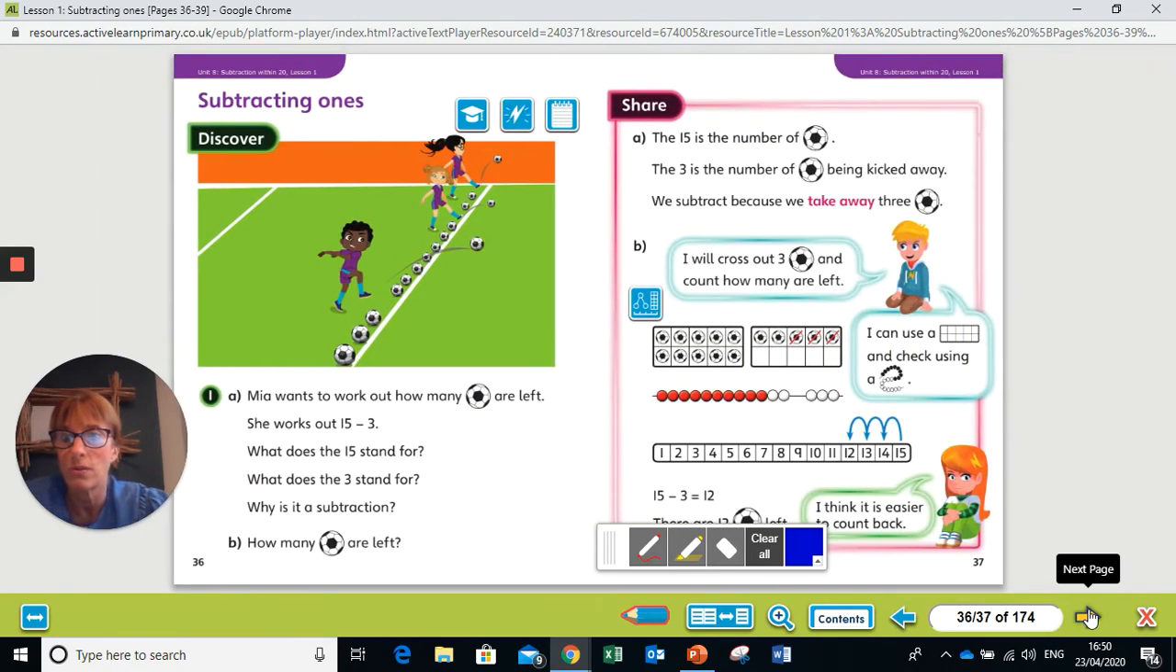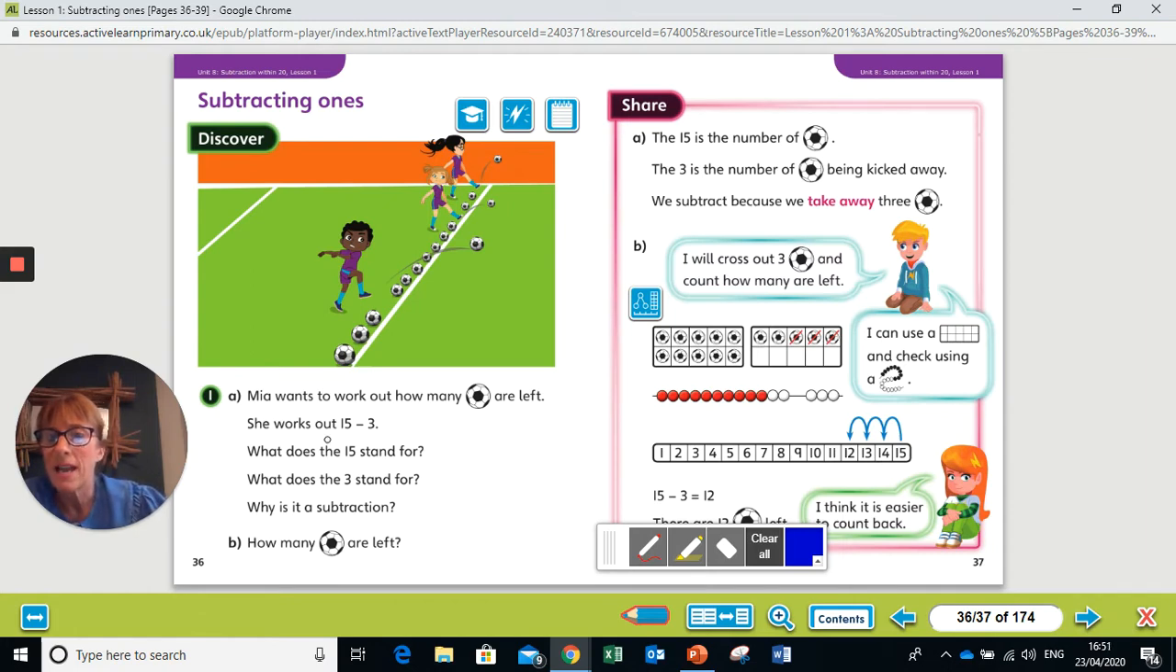So we're going to go on together and we're going to do some questions together before you do them on your own in your Power Maths book. So have a look at the picture on this page here. Looks a bit like Mr. Babington's football field. And here's the question. Mia wants to work out how many footballs are left. She works out 15 take away 3. What does the 15 stand for? And what does the 3 stand for? I wonder. What's the first thing we need to do?